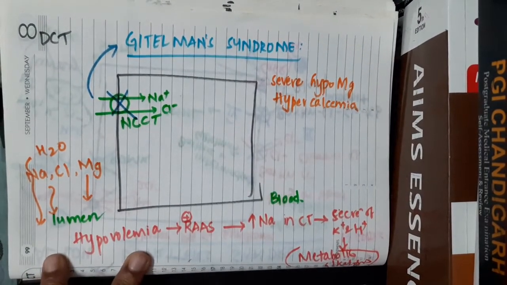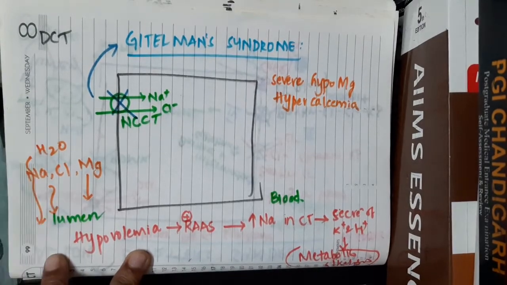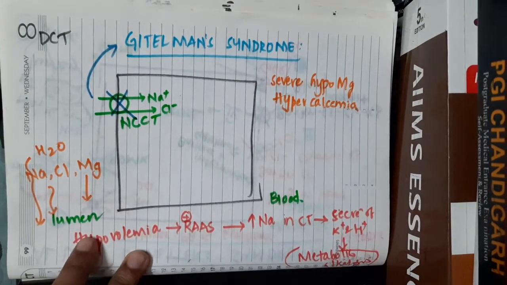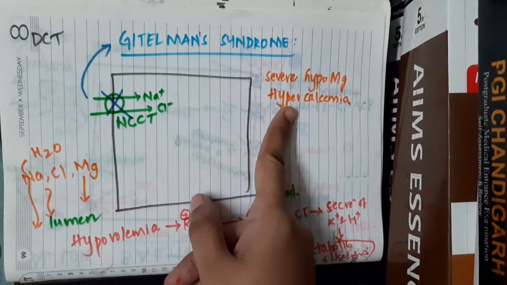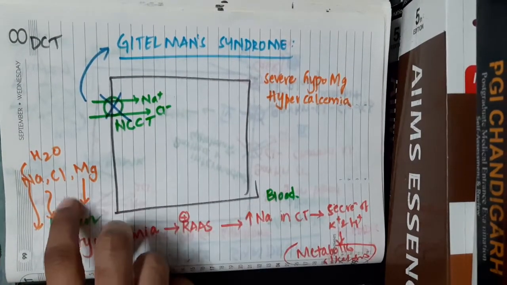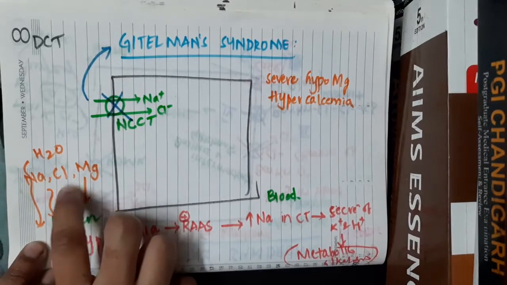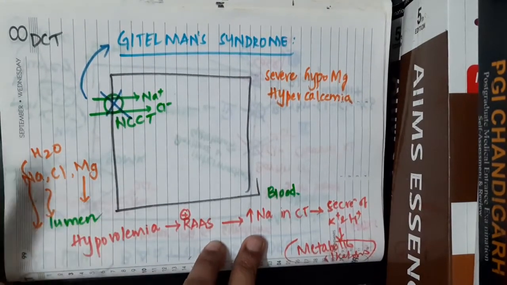So treatment of Gitelman syndrome is simple. You should not supplement calcium, because calcium is already high. In Gitelman syndrome, you should supplement magnesium, and sodium and chloride should also be supplemented.